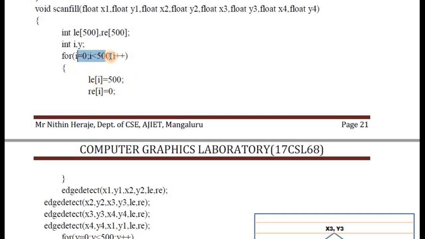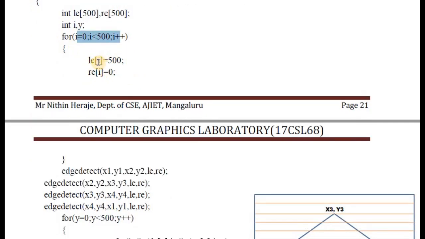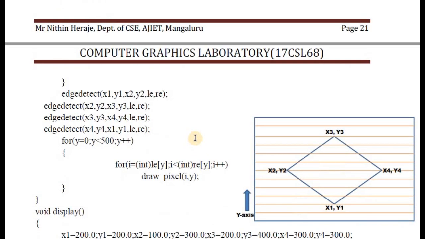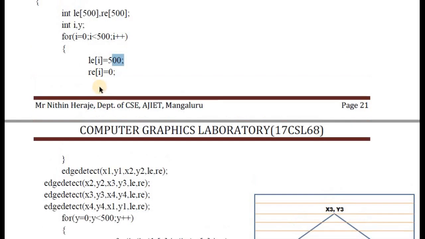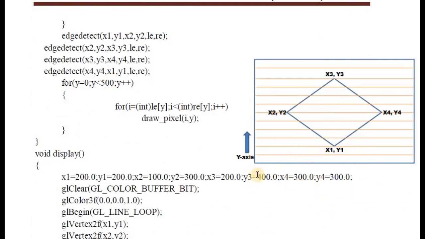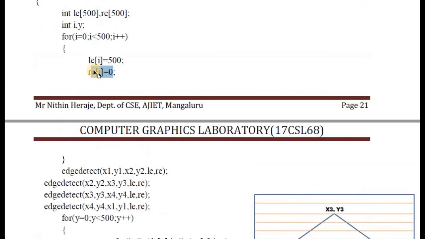So this here is to initialize all the values of left edge to 500. That means you're going to set it at the right end, and all the values of right edge you are initializing with the value of 0. That means you will set the right edge at this particular point.